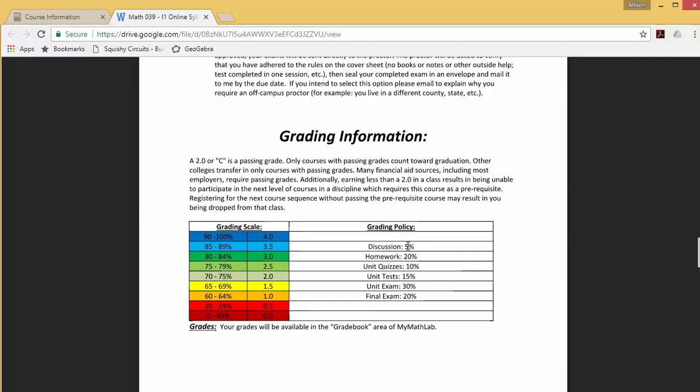This is also the breakdown to know what each category is worth. This is not a points-based course, it is a percentage-based course, which means that the total of the discussions are all worth 5%, homework is 20, quizzes are 10, and tests are 15. Unit exam, this is both unit exams, is 30, which means there's unit exam 1 and 2 with 15 each, and the final is 20. All right.